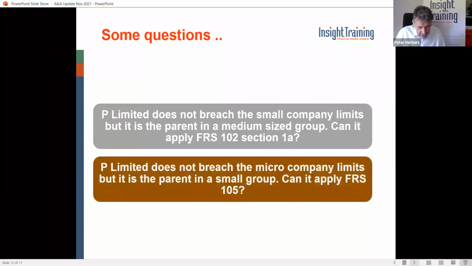It does not work the same way for the second scenario. P Limited does not breach the micro company limits, but is the parent in a small group. If you're the parent company in a small group and you're micro-sized, you can absolutely apply FRS 105 for the purpose of preparing your own financial statements. If you're a micro-sized parent in a medium-sized group, again, you can't. But if you're a micro-sized parent in a small group, then 105 will work for your own accounts. That again is quite helpful, I think, because it shows the difference between the way the rules work in small groups and medium-sized groups in terms of what parents can do in relation to the regime for their own separate financial statements.